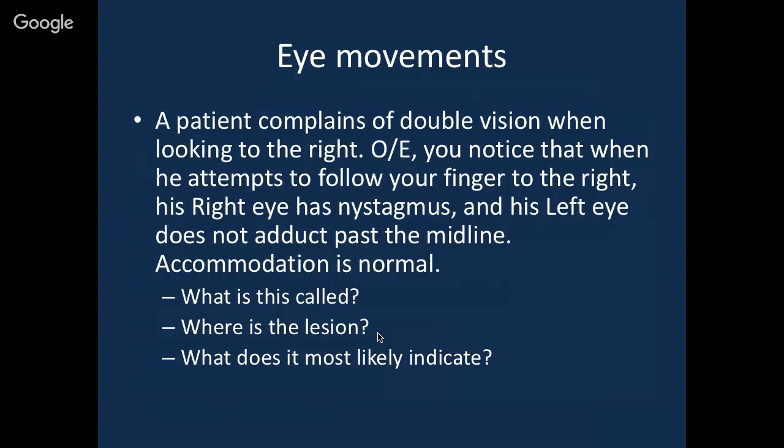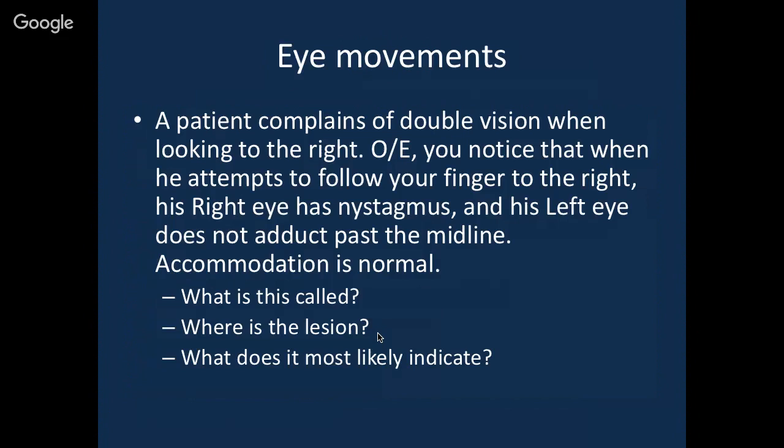Okay, all right. A patient complains of double vision when looking to the right. On examination, you notice that when he attempts to follow your finger to the right, the right eye gets nystagmus, and the left eye doesn't go any further than midline. Accommodation is completely normal. What's this called?